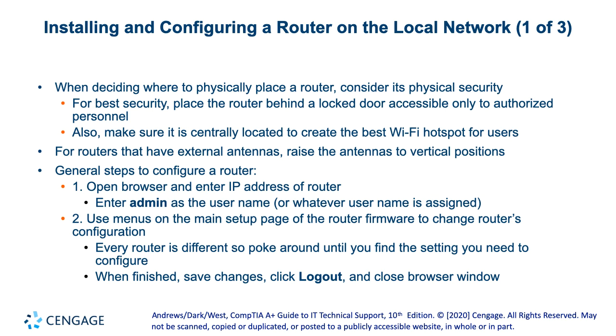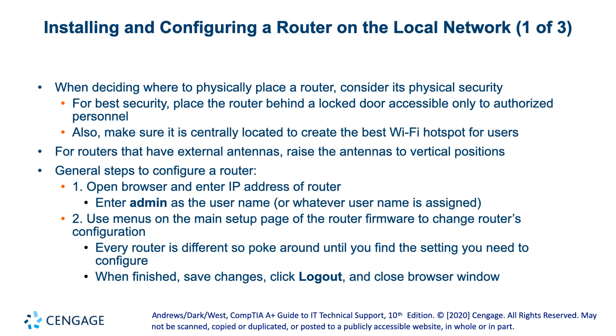You configure a SOHO router through the browser by entering the default IP address for the router. Typically, the username to connect is admin, but refer to your router's documentation. The default password is typically found on the device or in the documentation. One of the reasons to have it in a secured location is because the password is typically on the device. Every router is different, so follow the user guide or poke around the items until you find the features and settings you need. Always remember to save the changes and log out and close the browser.